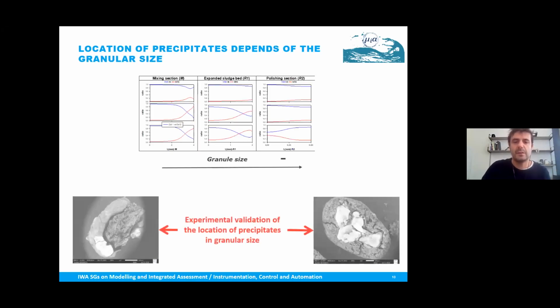So we also did some other things. We tried to model how the different precipitates were accumulating in the granules. And what we found out, considering different granular sizes, the bigger ones in the bottom and the smaller ones on top, is that the precipitates were accumulating in the outer parts of the bigger granules, and in the inner parts of the smaller granules, which was due to mass transfer limitations. This is what the model was providing us, and then we validated that by taking samples from the reactor at full scale, and of course we could see exactly the same behavior.